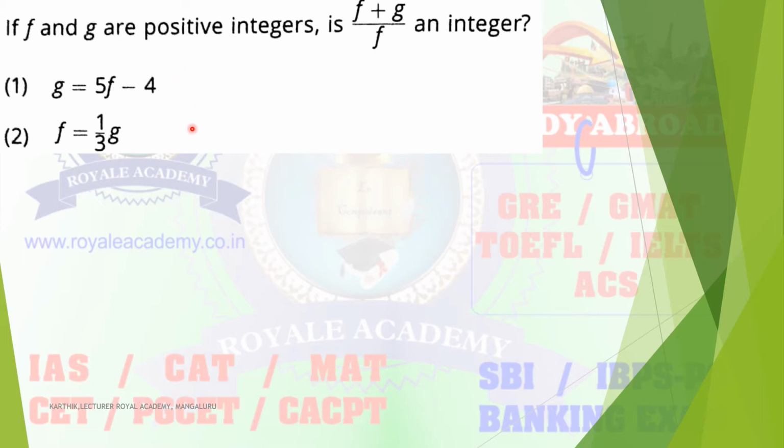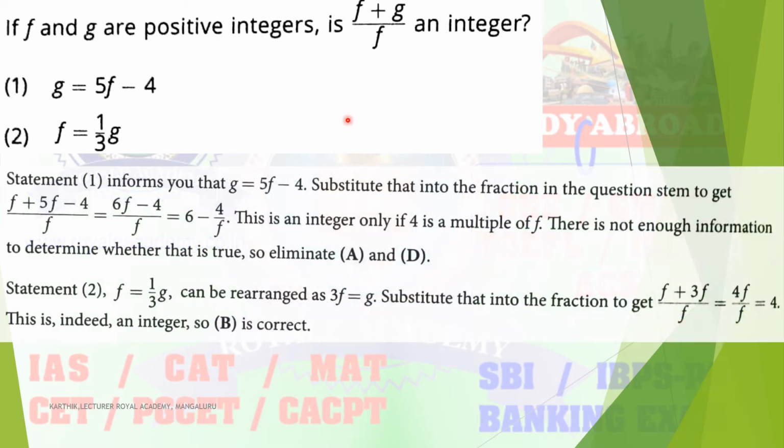So from which statement alone can you answer the question? This is a yes or no type of question. There are five options: statement 1 alone is sufficient, statement 2 alone is sufficient, each statement alone is sufficient, both statements together are sufficient. Okay, so statement 1 tells us g is equal to 5f minus 4.